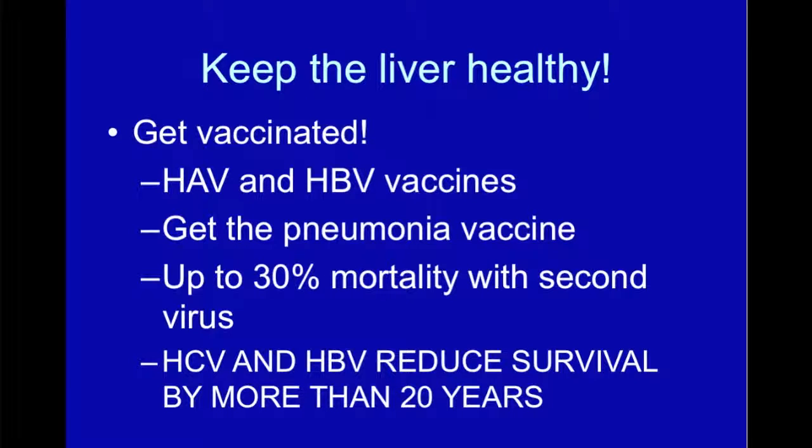Up to about 30% mortality with a second virus. What that means is if you have both hepatitis B and hepatitis C, you may have up to 30% mortality or chance of death with both viruses present. Hepatitis C and B at least will also reduce survival by more than 20 years.